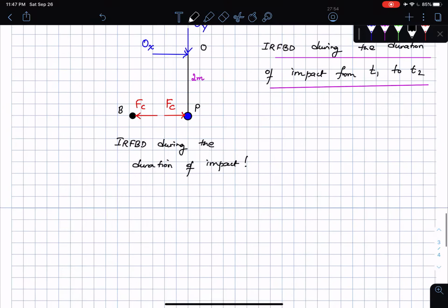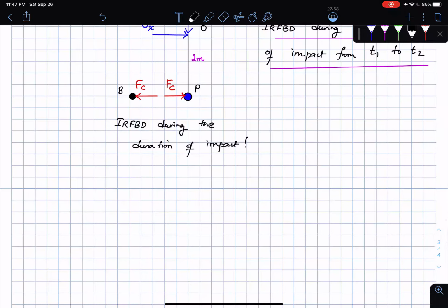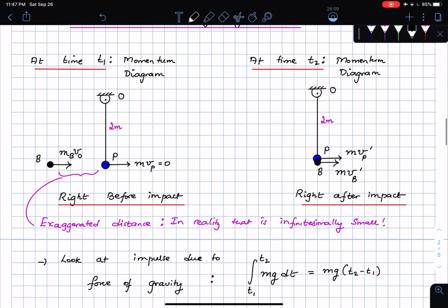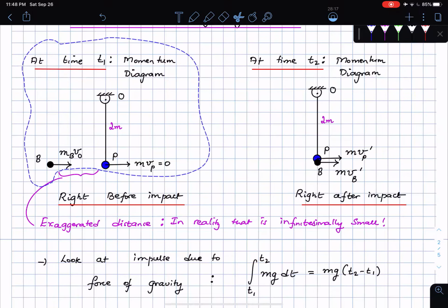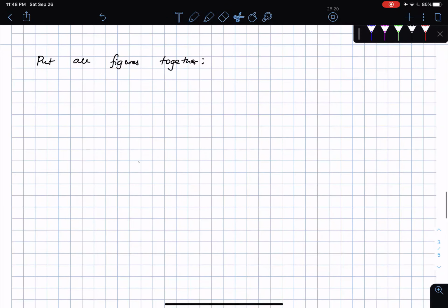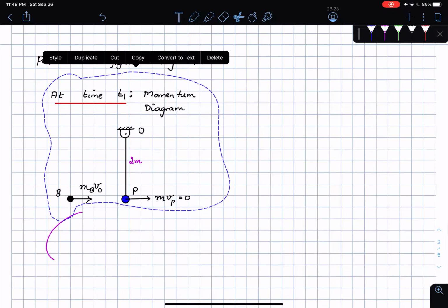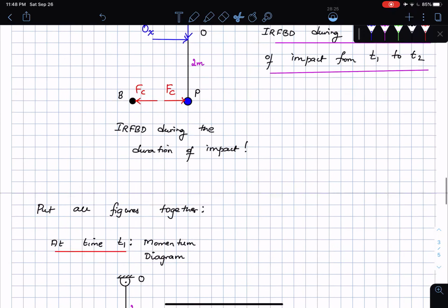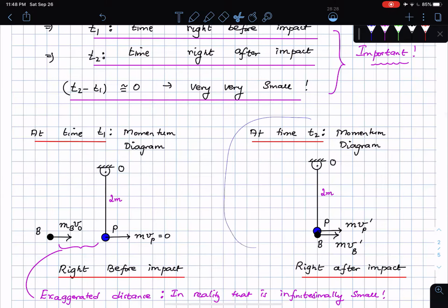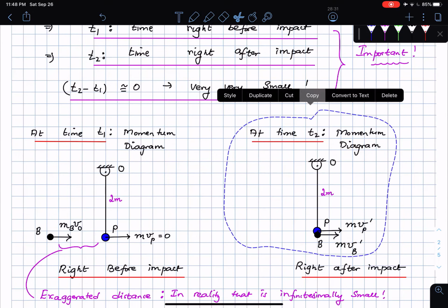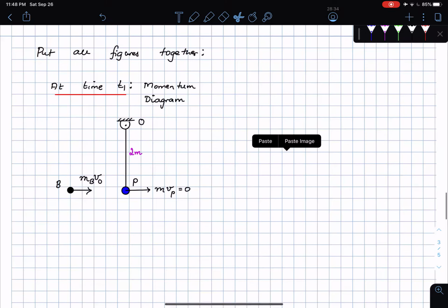So I'm going to put all my figures back together. I'm going to bring up my figures from here and maybe clean up some of them as well. This is the momentum diagram, so let me just take only that. Copy this, then paste this here. I don't need that guy. Then I'm going to bring the momentum diagram right after impact. Here is the momentum diagram, so copy that and then paste that here.